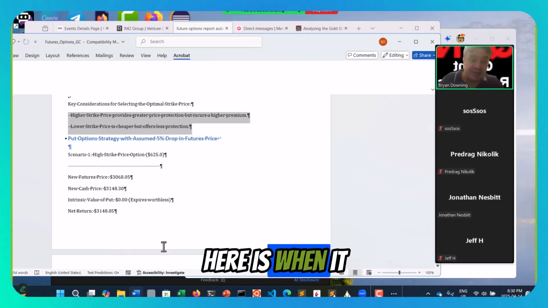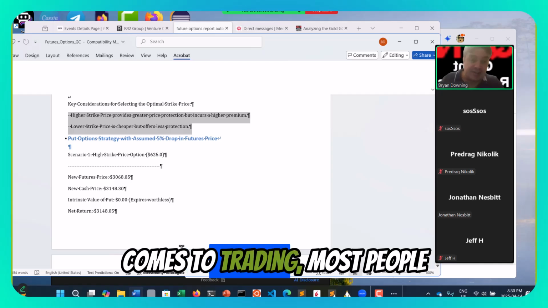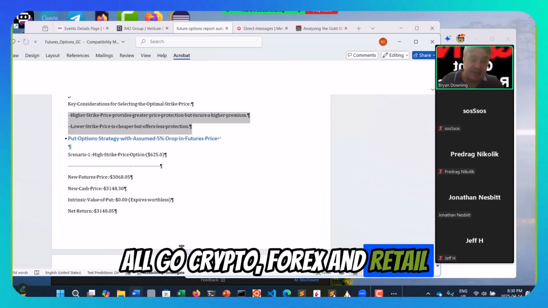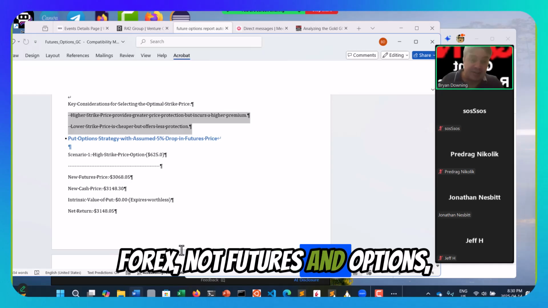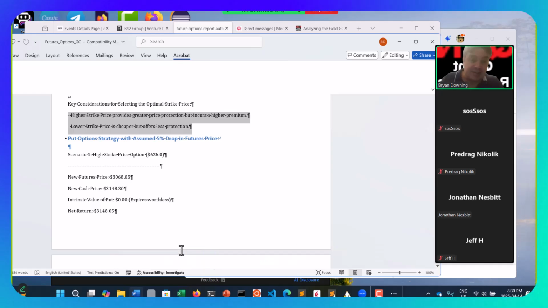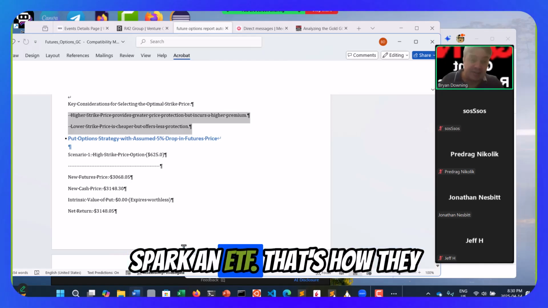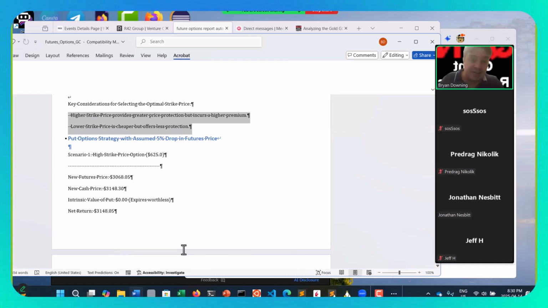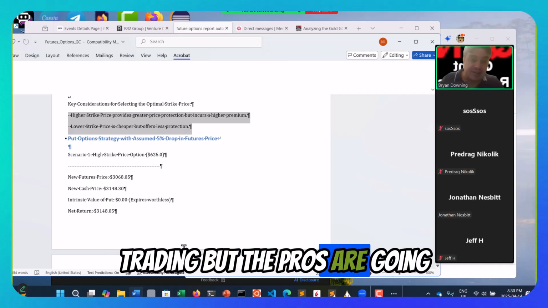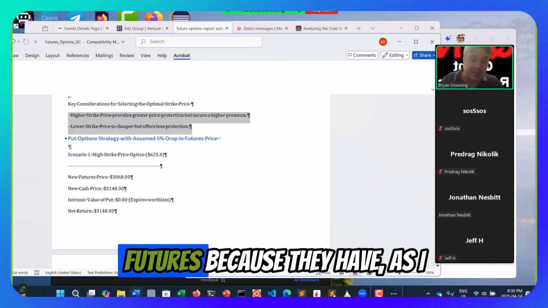But my point here is when it comes to trading, most people will go crypto, Forex, and retail Forex, not futures and options currency. And then they'll just trade their stock and ETF. That's how they see trading.